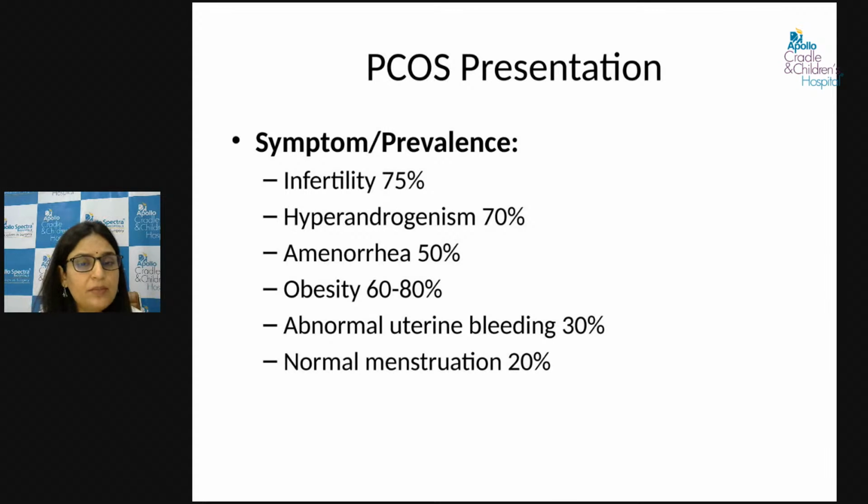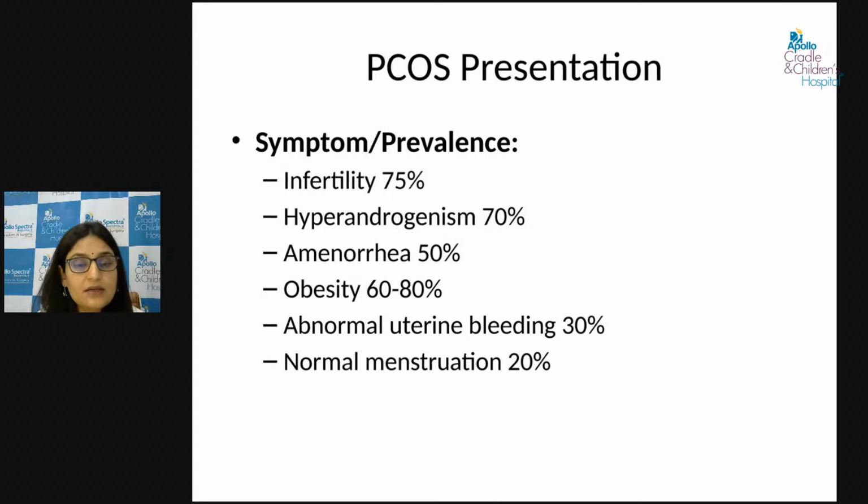Hyperandrogenism means abnormal hair growth in your body, also called hirsutism. Amenorrhea is the lack of menses, meaning you're not getting your periods. Even if you are getting your periods, it can be a delayed cycle, a prolonged gap between two periods, or sometimes a small amount of bleeding, that is scanty flow, or too much flow. But most of the time it happens with amenorrhea, not getting your periods, that is 50%. And obesity is another common thing, which is 60 to 80%.